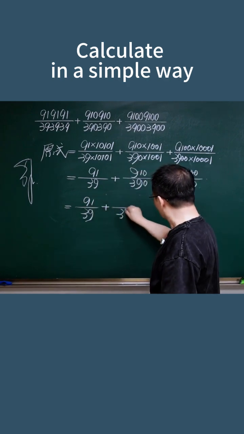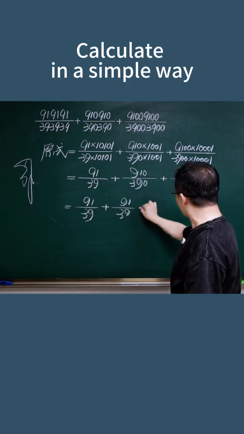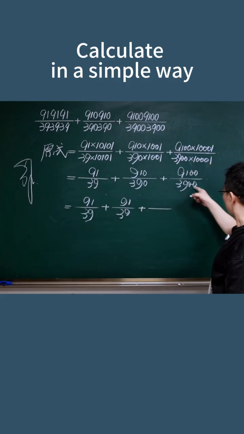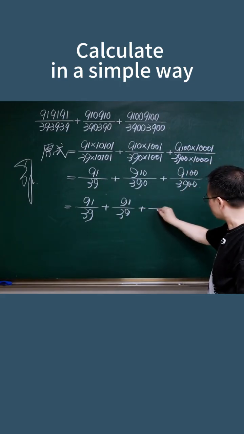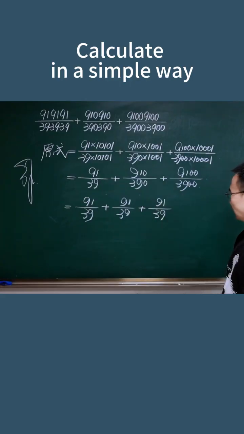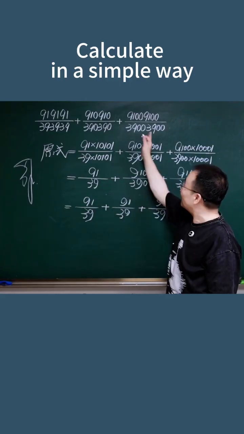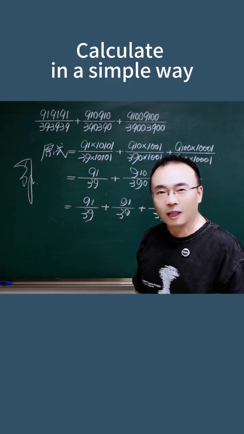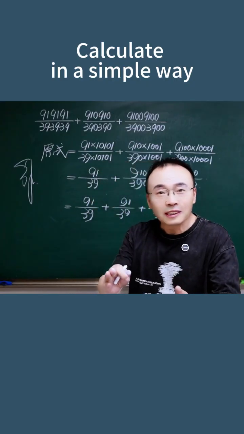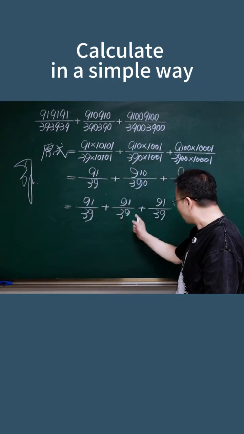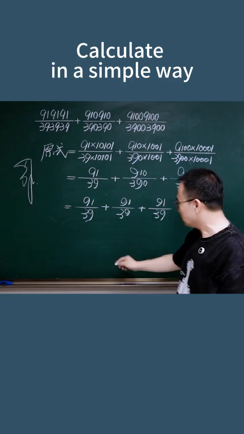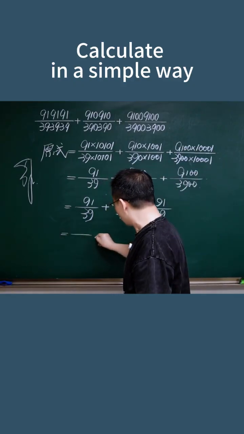After simplifying, it's 91 over 39. For the next part, if we divide both the numerator and denominator by 100, oh, look, isn't this interesting? It turns out that these three terms, those three numbers, although they look intimidating on the surface, actually have the same result. See, all three end up as 91 over 39.